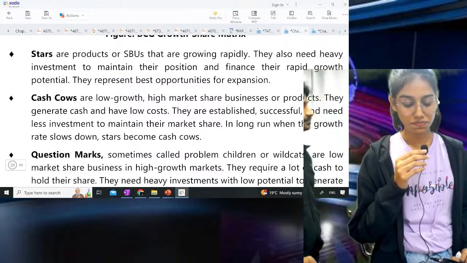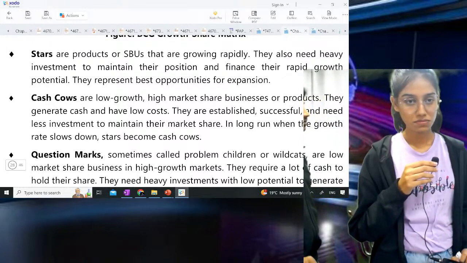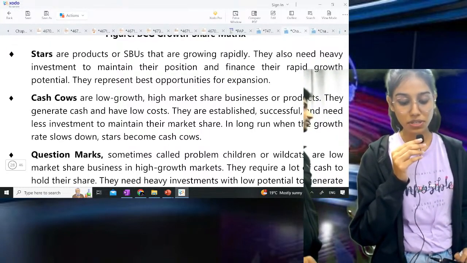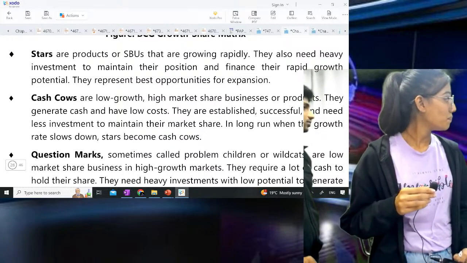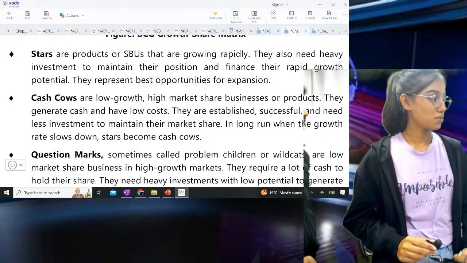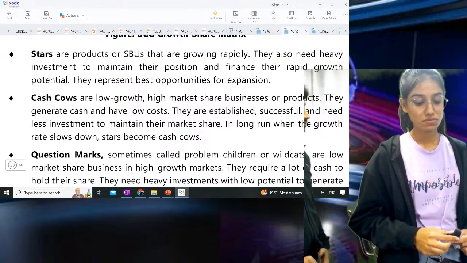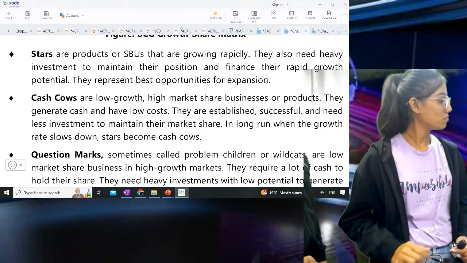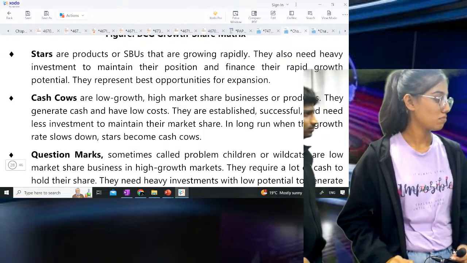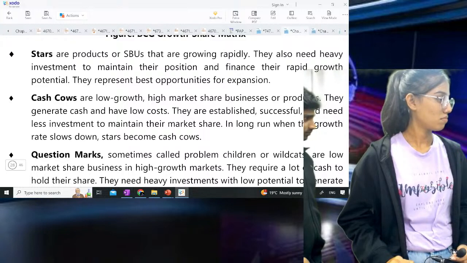All want to go into a growing industry or a reducing industry? Growing. In the long run, when the growth rate slows down, stars become cash cows. Meaning, in the long run, everything will fall. So a star will become a cash cow. Tell two examples. First, write D2H, Videocon and Dish TV.